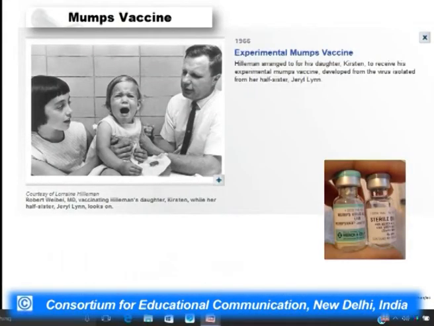Here, as you can see, the elder daughter is the one who had the infection, and the younger one is the one in whom the vaccination is being given. The younger one is Kirsten. So, Hilleman arranged for his daughter Kirsten to receive his experimental mumps vaccine, which was developed from the virus isolated from her half sister. So, this is how he worked on the mumps vaccine, first on his own kids.